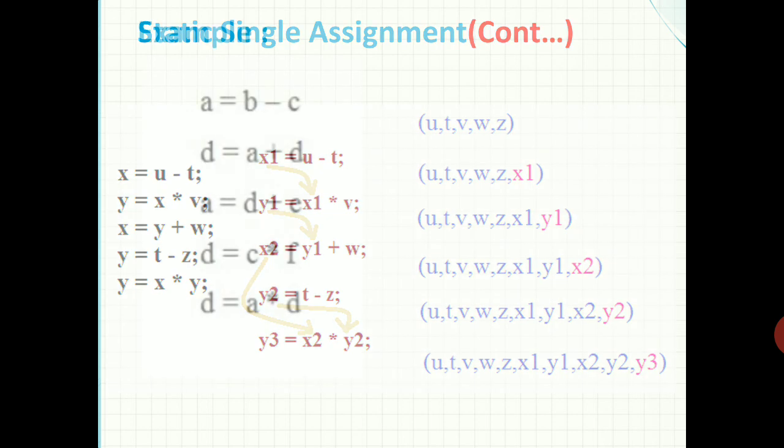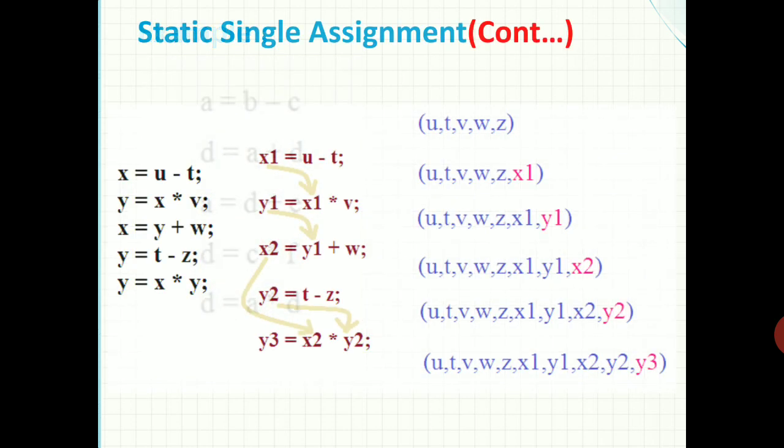So the total number of variables used here is 10. There is x1, x2, y1, y2 and y3. Then t, u, v, w, z. That is the total number of variables in the static single assignment.